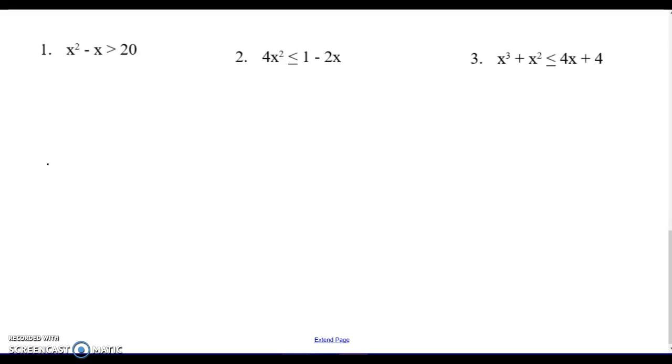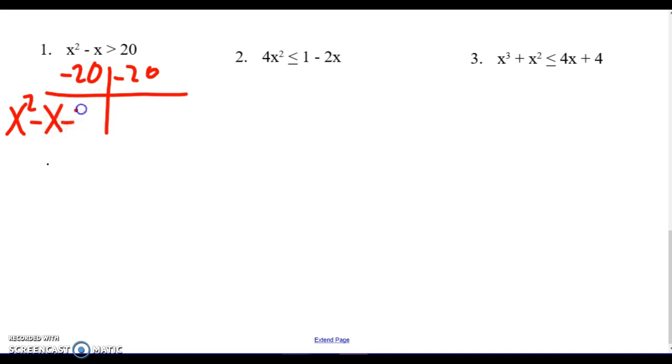Alright, so here we go. Feel free to just pause, go back, go ahead, but I'm going to run through these really quick. Okay, first one. X squared minus x is greater than 20. So I'm going to move that 20 over to the other side. Again, make sure you actually try these on your own first, because otherwise you don't learn as much, because I'm doing all the work and you're not.